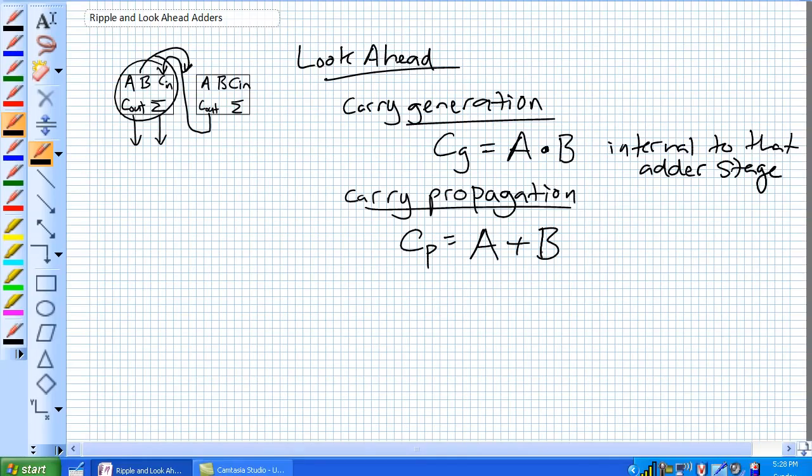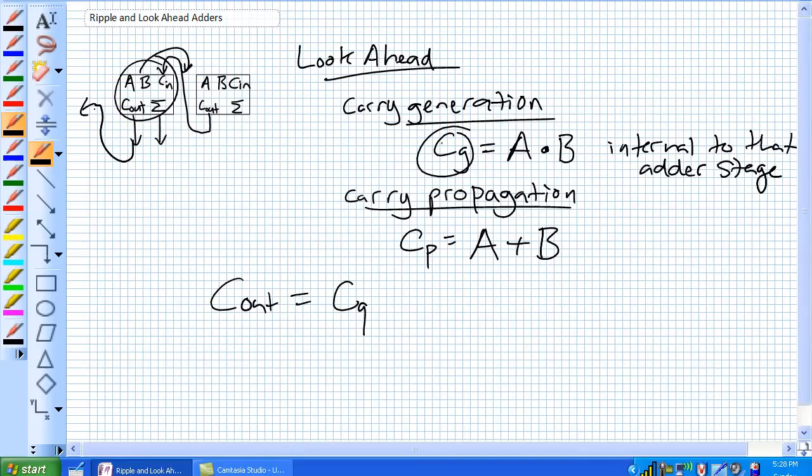So how do these two terms relate to the actual carry out? Well, the carry out, which is the carry in for the next stage, is going to be the carry generated, which is this guy right here, or it's going to be the carry propagated, which is that guy, and carry in is equal to 1. So basically, carry out is a 1 if it's generated internally, or if it's going to ripple through, and that ripple happens to be 1. Dig it? That's the basics of a look ahead adder.